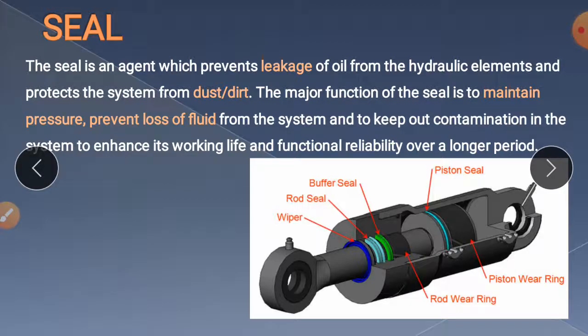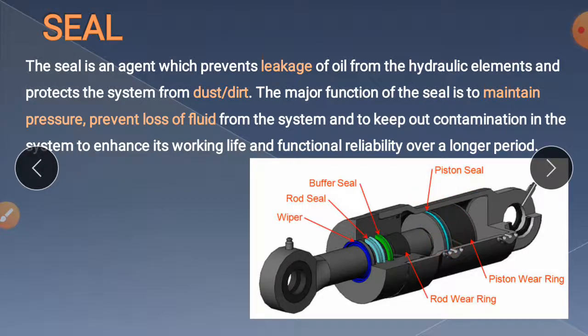So you can see this is a cylinder, and this is a piston, which is connected by a piston rod. There are some mounting elements here. It is a cut section you can see here. The piston has one blue colored seal that is called a piston seal, or piston rings are used as piston seals.